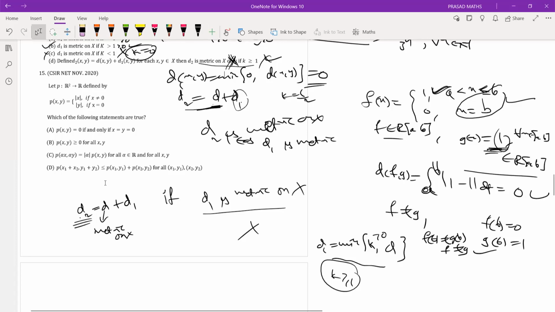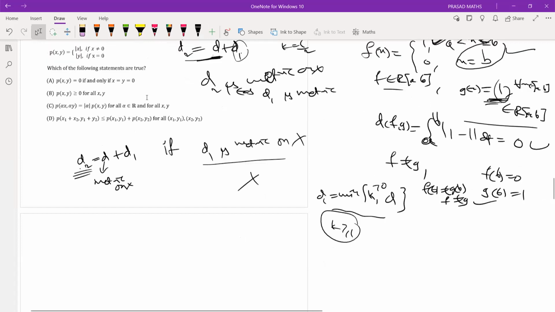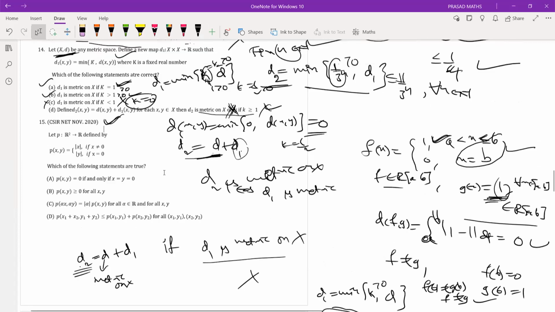Is it clear? All of you, is it clear? Yes. So what is the last one? This is asked in the recent CSIR question paper 2020. These are all recent question papers. Okay. So 2020. So what is my function?